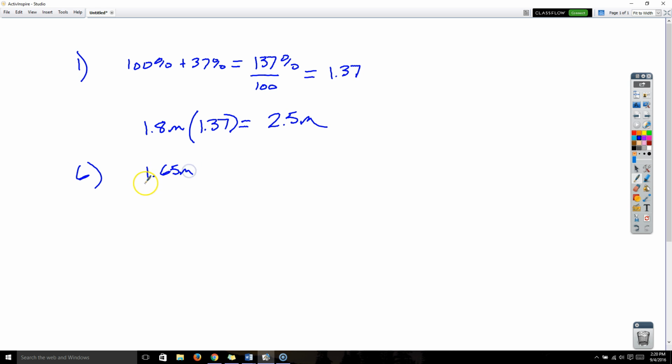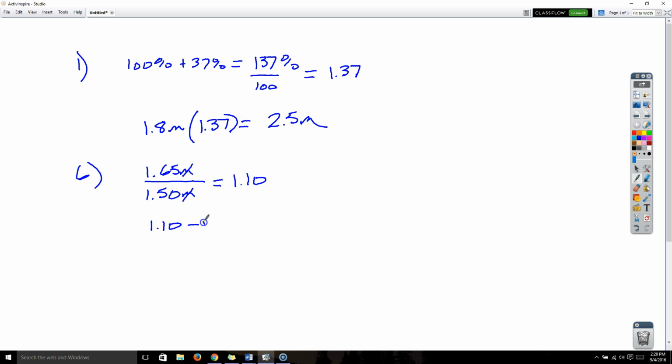That is her latest height, and we're going to divide it by her height that she had originally, which is 1.50. You'll notice that the meters do cancel, and when you divide those two things, you'll get 1.10, and that would be our factor.